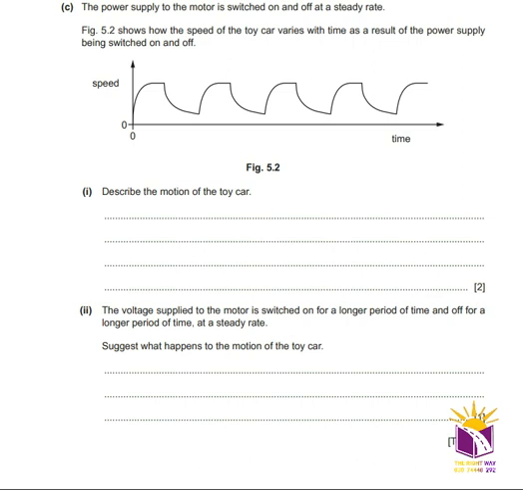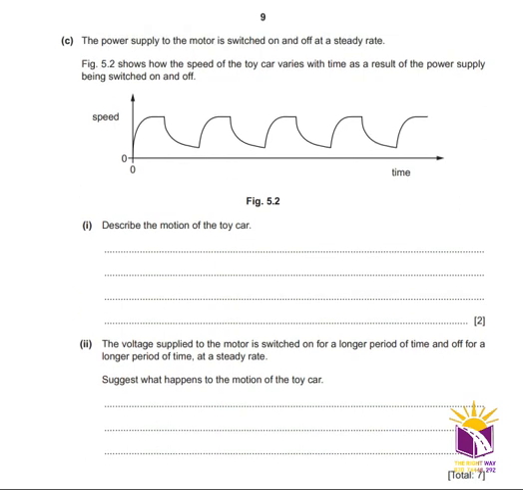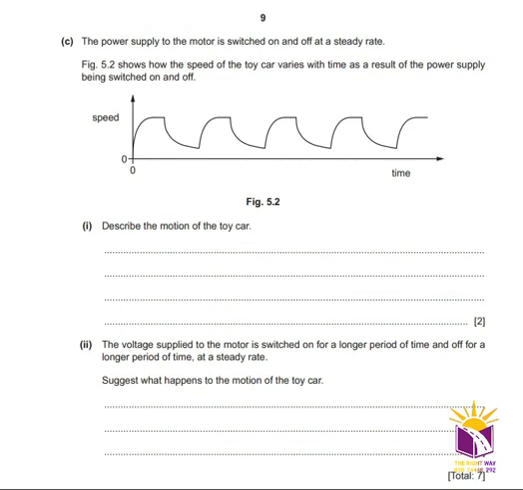Its speed increases, then it moves with a steady speed over here, and then its speed starts decreasing, and then its speed starts increasing and it moves with steady speed, then decreasing, then increasing, and it goes on like this. So how can we write it?